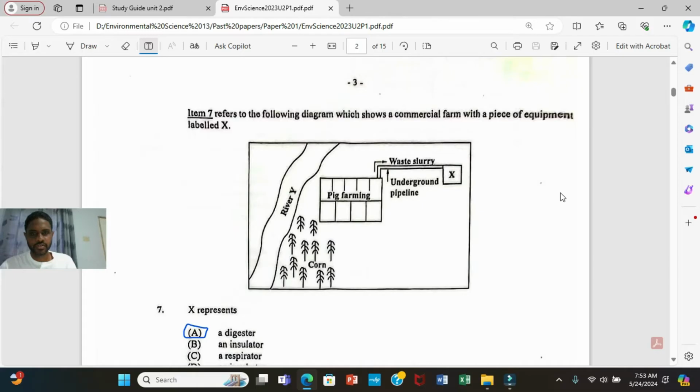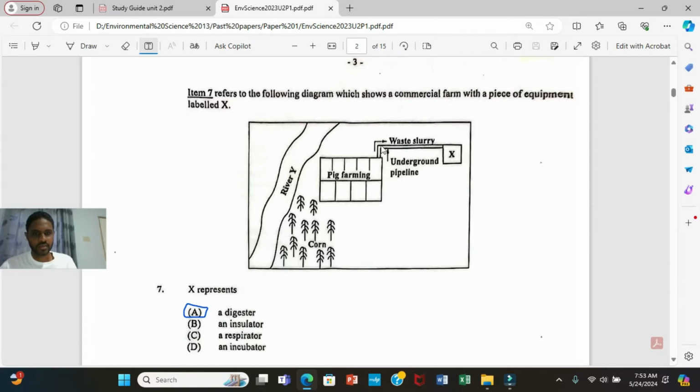All right, number seven refers to the following diagram, which shows a commercial farm with a piece of equipment labeled X. So this is a pig farm, guys, and the waste, which they call slurry, all that defecation will go into a pit. The answer would be a digester.